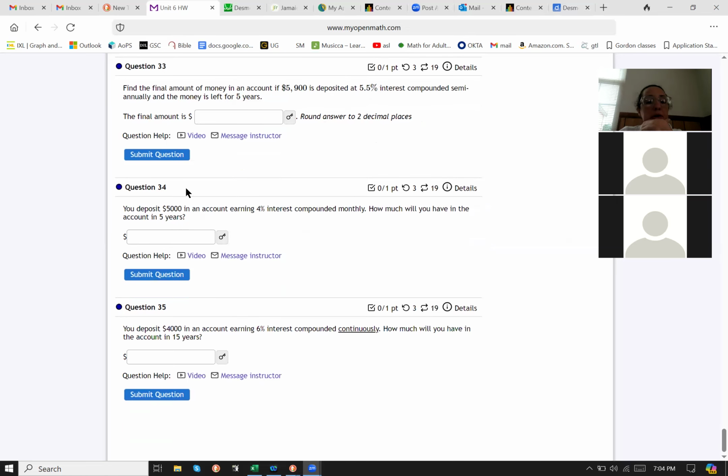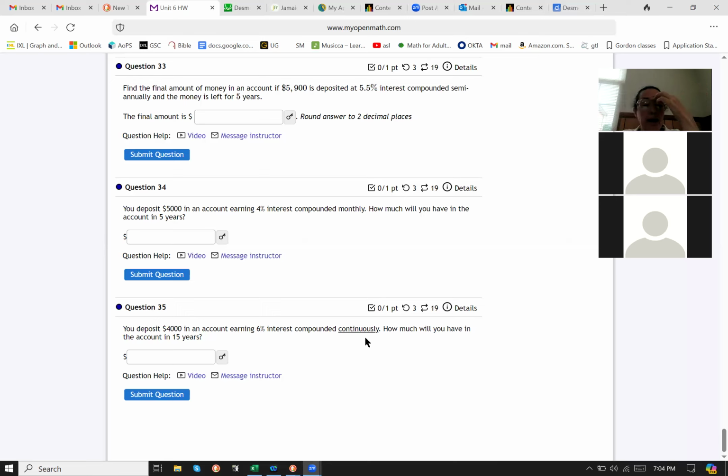On this one, 34, you deposit 5,000 in an account earning 4% compounded monthly. How much will you have in the account in 5 years? So that one again is your compound interest formula. And question 35, you deposit 4,000 in an account earning 6% interest compounded continuously. How much will you have in the account in 15 years? Okay, this one is a little different. We have compound interest, but instead of telling us how many compoundings per year, it's just saying it's compounded continuously.